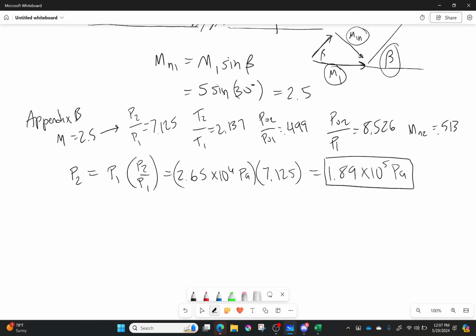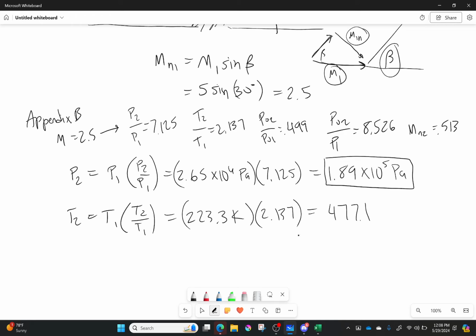Let's go to the temperature now. So T2 is equal to T1 times that ratio we got from the appendices, T2 over T1. So that's going to be equal to my initial temperature, which is 223.3 Kelvin, times the ratio, which was 2.137. Okay, we plug that in. What do we get? We get 477.19 Kelvin. So it's getting higher pressure and greater temperatures, which is what we should expect going across a shock wave.